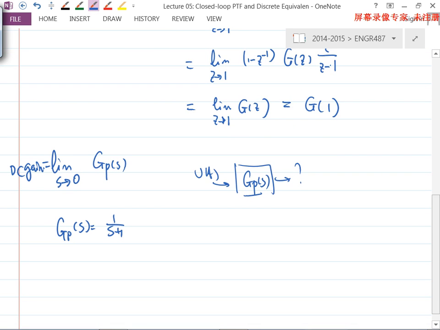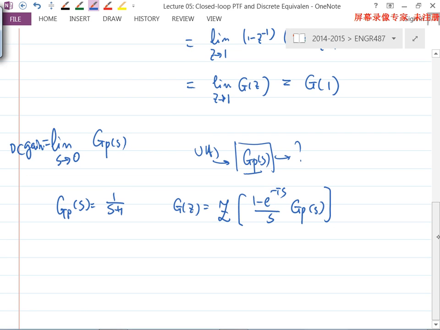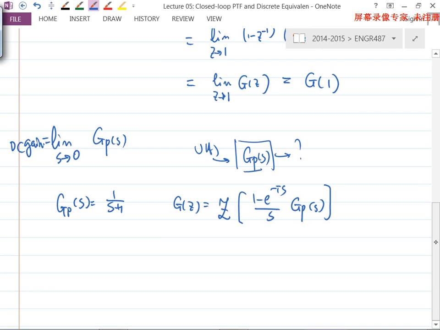able to derive basically that G of Z, which is the Z transform of (1 minus e to the power of negative TS) over S times GP of S. So it's the Z transform of the plant, but with a zero order hold in front of the plant, right? If you look at some of the textbooks, for this kind of Z transform, it's particularly the zero order hold in front of it.